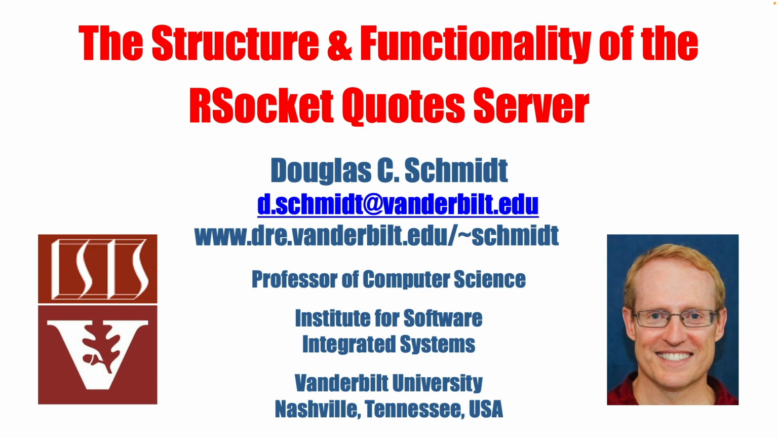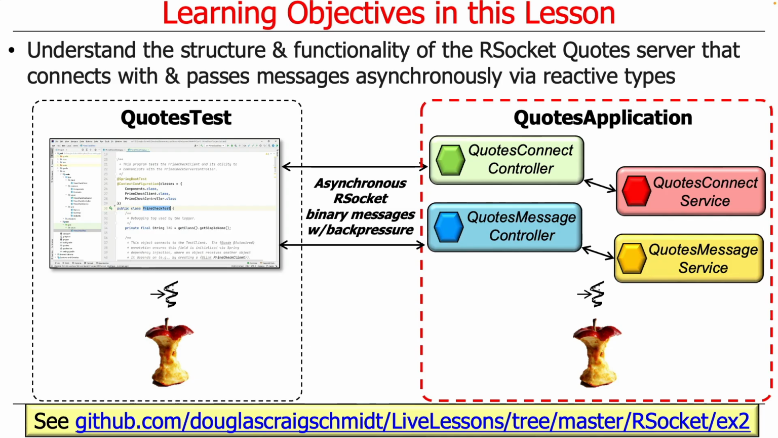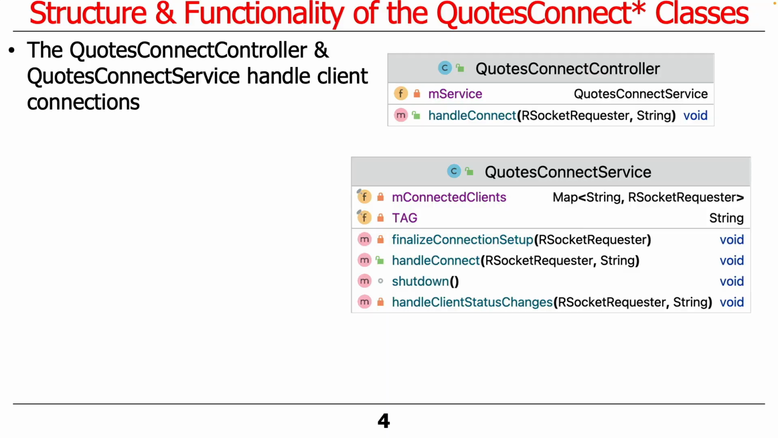So now that we've talked a little bit about how the overall project is structured, let's talk about the way the quotes server is designed, what its structure and functionality is. And again, keep in mind that it's got a couple of controllers, and it uses the RSocket protocol to do back pressure aware communication with a client. So the Quotes Connect controller and the Quotes Connect service handle connection requests from clients.